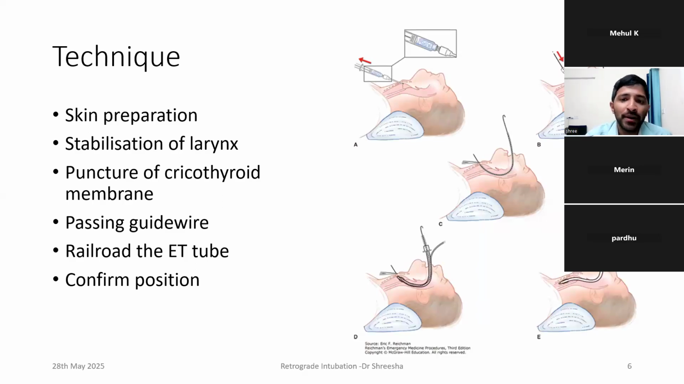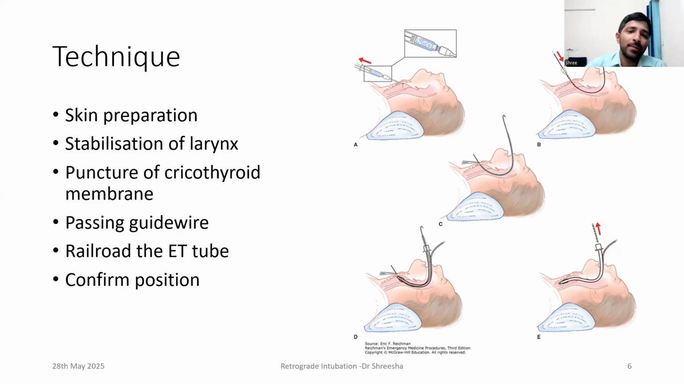The most important part is the technique. Once we have established that we need to proceed with retrograde intubation, get the kit and prepare the skin, usually using chlorhexidine or betadine. Then stabilization of the larynx, similar to performing a cricothyroidotomy, by a laryngeal handshake maneuver is of paramount importance. Then, using the needle attached to the syringe and saline, we puncture the cricothyroid membrane, keeping the beveled end of the needle facing cranially, as given in the image.